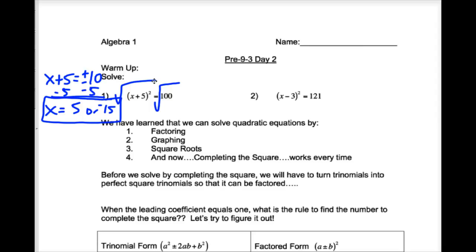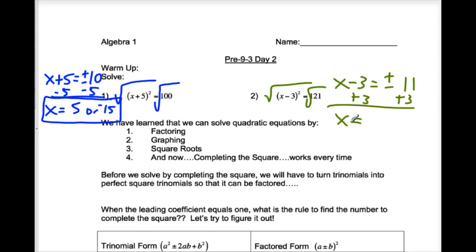Can I walk you through it? Square root of both sides. Plus or minus 11. X minus 3 equals plus or minus 11. Good job, Kev. Add 3 to both sides. Cuban, what are the answers? X equals 14 and x equals negative 8. Very good.